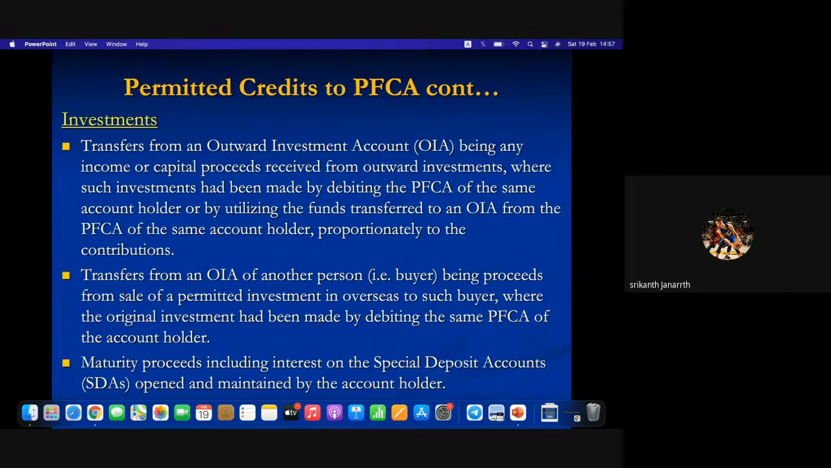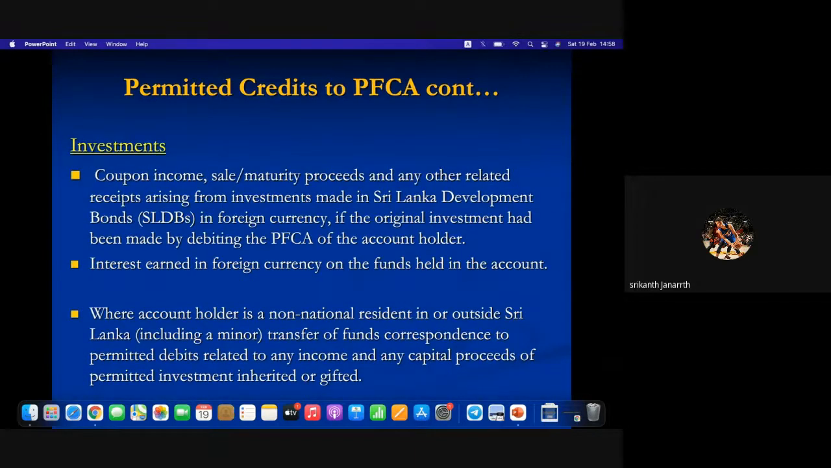Then, maturity proceeds of the special deposit account. The central bank introduced something called a special deposit account 2 years ago, when inward remittances coming into Sri Lanka had dried up. After a 6 months period, it gives 1% more than the normal interest, or 2% more for more than 6 months up to 1 year. So these are special deposit accounts. When you invest in a special deposit account, once the investment is over, that money can come back to your PFC account, right? So these are permitted investments, right?